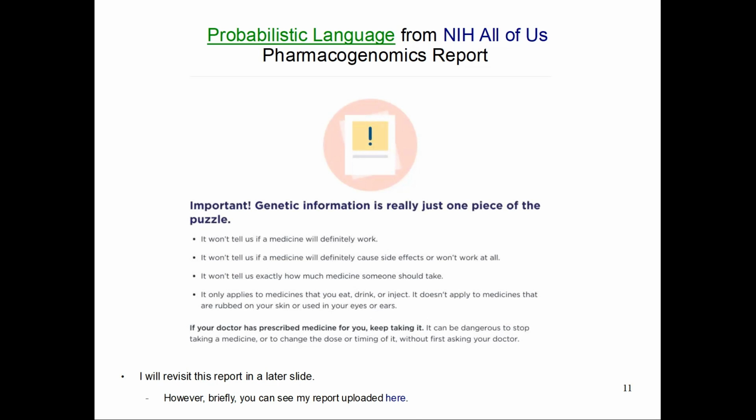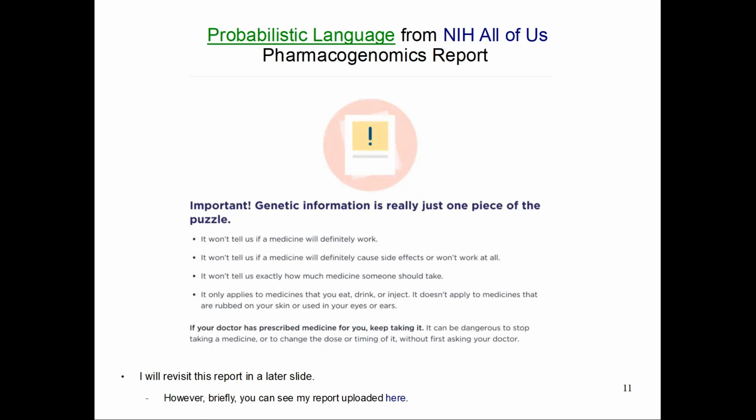I could consider something like the previous slide to be pharmacogenomics, where it was recommending supplements to take. Some might only want to focus on FDA-approved drugs, but either way, it's your genomic information informing some sort of substance or drug that you're taking. So it's saying that at least for what's being returned in this All of Us report, it won't tell us if the medicine will definitely work. It won't tell us if a medicine will definitely cause side effects or won't work at all, which I had to read carefully because this is actually a little bit different than the previous slide.